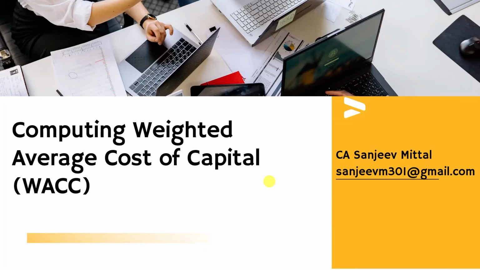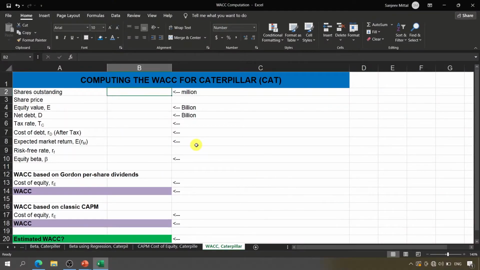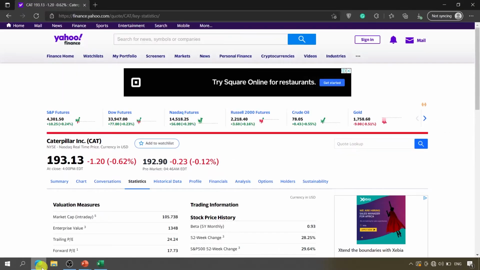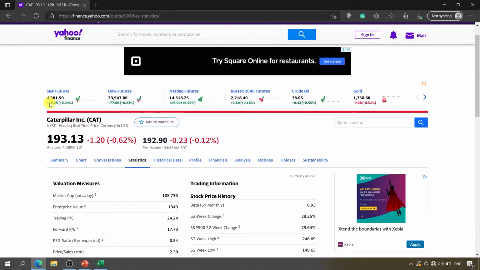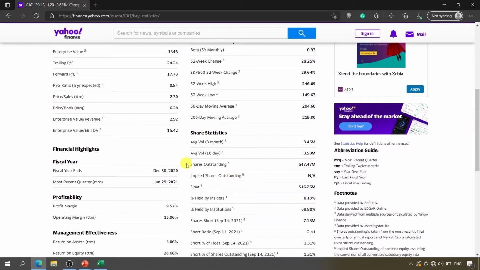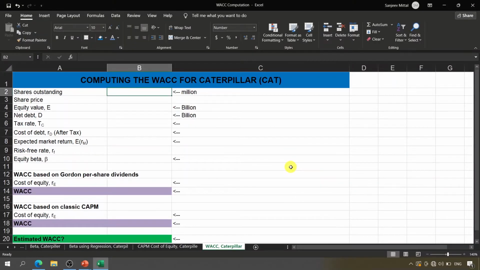Let's try to compute our weighted average cost of capital for Caterpillar Incorporation. For that purpose, we shall go to our Excel sheet, and inside our Excel, firstly, we will write our outstanding number of shares. For finding that, we shall simply go to Yahoo Finance again, where we can see the shares outstanding quantity, 547.47 million. So I'm writing here 547.47 million as number of shares.